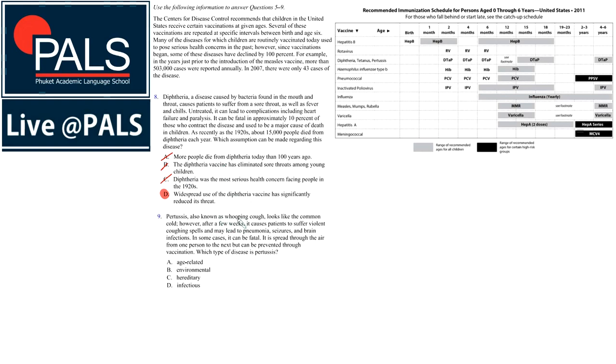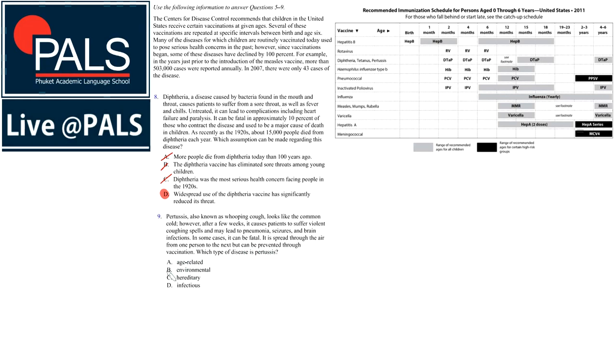Pertussis, also known as whooping cough, looks like the common cold. However, after a few weeks, it causes patients to suffer violent coughing spells and may lead to pneumonia, seizures, and brain infections. In some cases, it can be fatal. It is spread through the air from one person to the next, but can be prevented through vaccination. Which type of disease is pertussis?